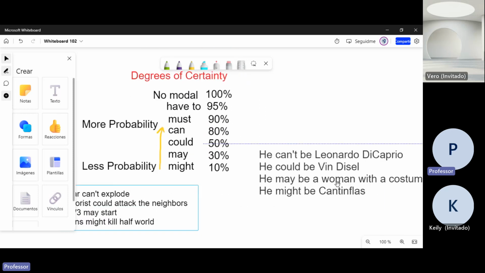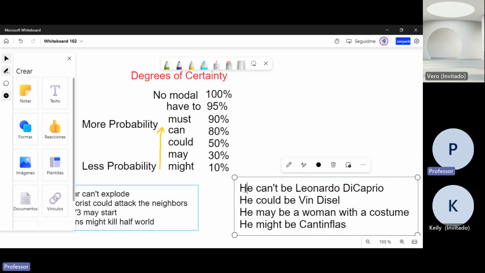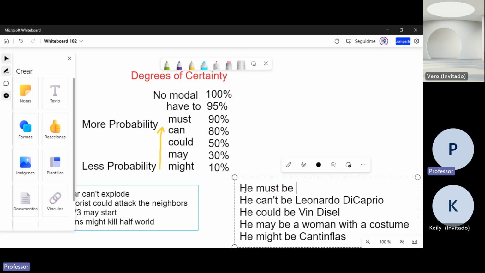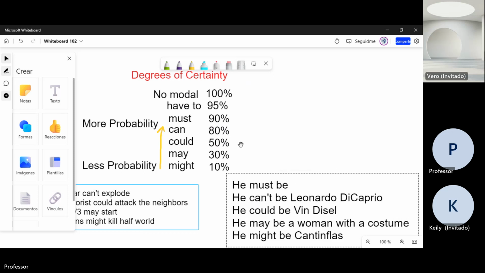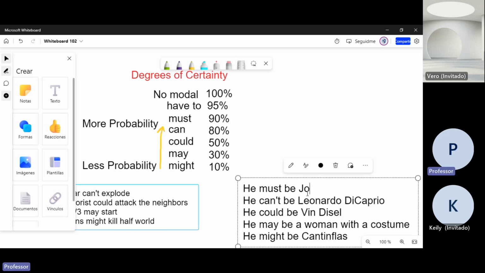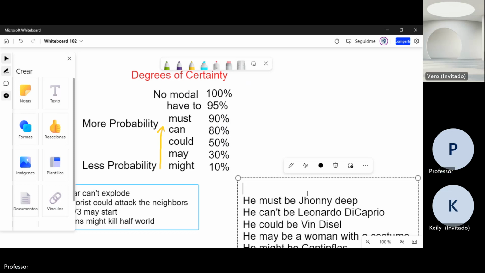Okay, so let's go back to the example of the actor. Let's say he must be Johnny Depp. Sorry. Then we have to. He has to be any other actor, Brad Pitt. They are totally different, but well, that's it. Yeah, none of these actors looks like the other.